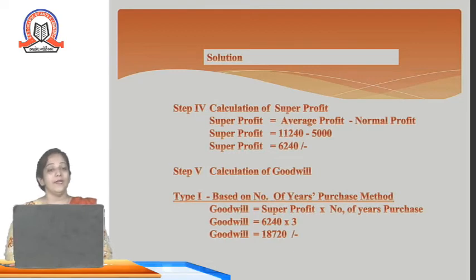And finally we have step number 5, which is the calculation of goodwill. Here in this step only we will be writing the 3 types. Number 1, based on number of years purchase. The number of years purchase was given in the question. So the super profit amount of 6240 will be multiplied by 3, and we'll get the amount of goodwill as per the first method.